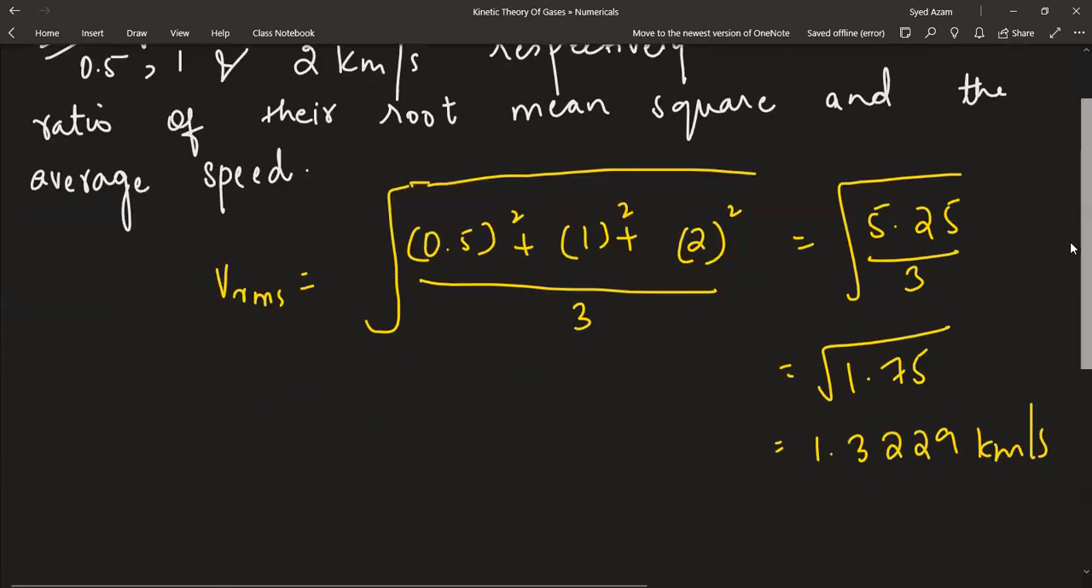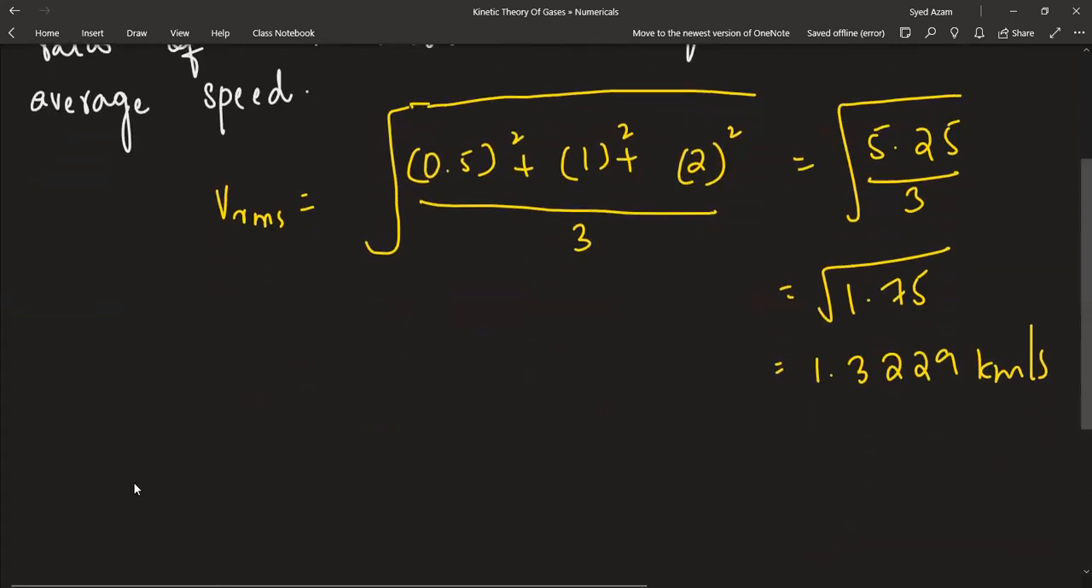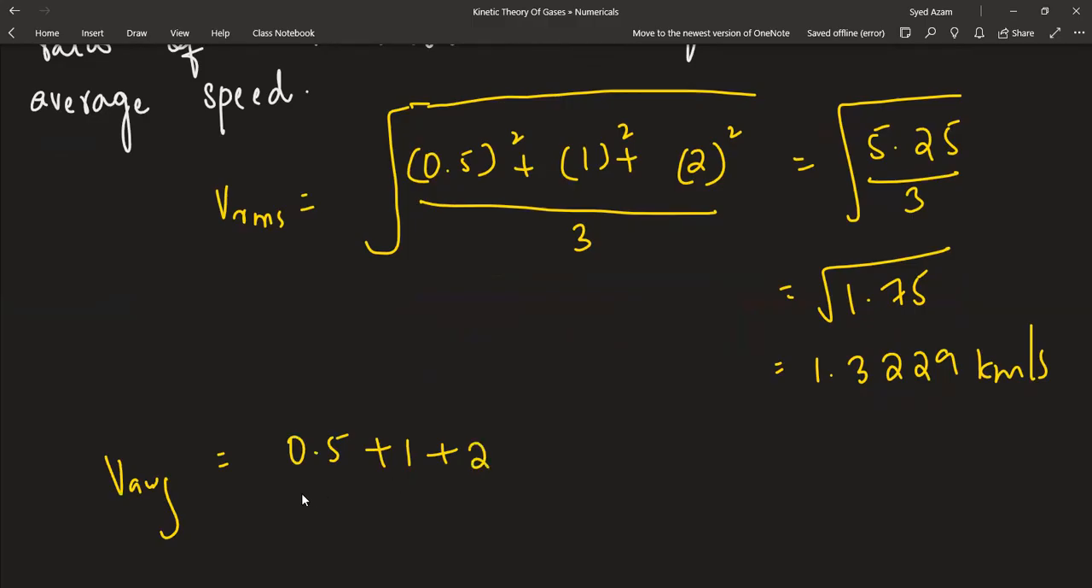Now coming to the average speed. When we are calculating the average speed, it is simply 0.5 plus 1 plus 2 divided by 3. That is 3.5 by 3, which is 1.1666, right? This much kilometer per second.